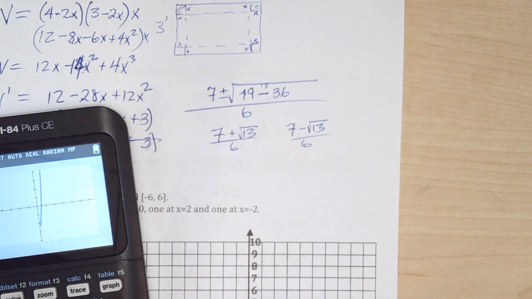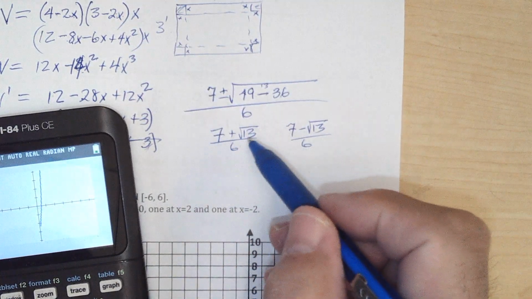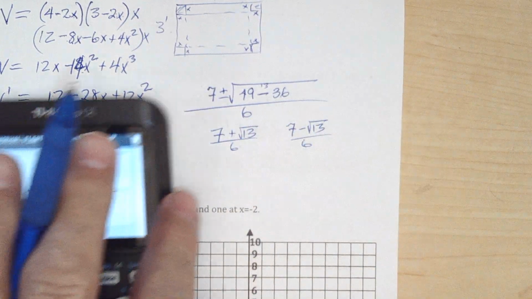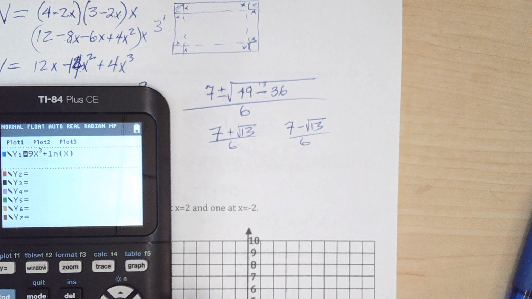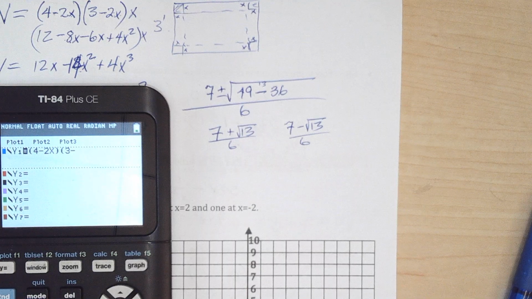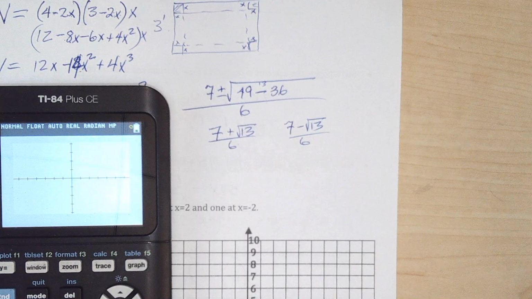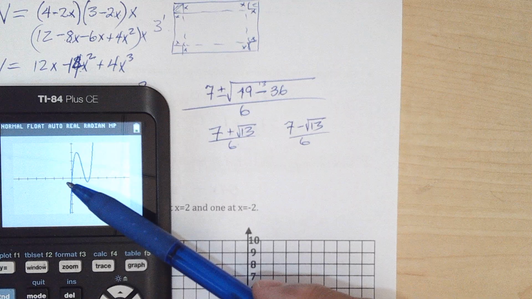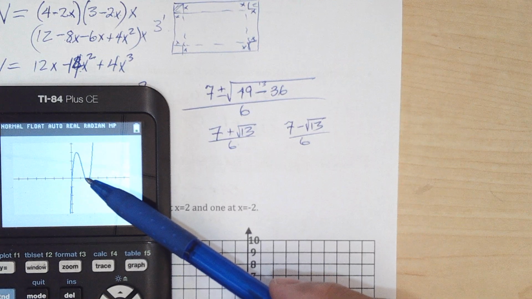And we're supposed to find the maximum volume, so we could put these into the second derivative, but let's just graph it. Clear. 4 minus 2x, 3 minus 2x times x, graph, and there's an answer there, there, and there.